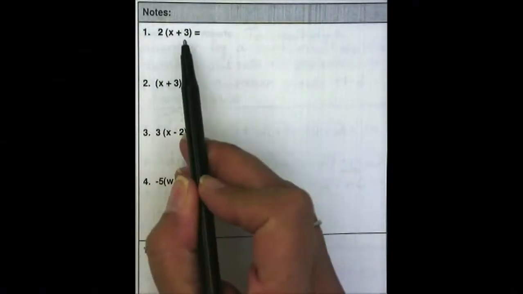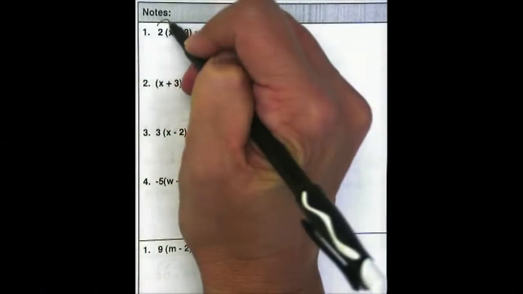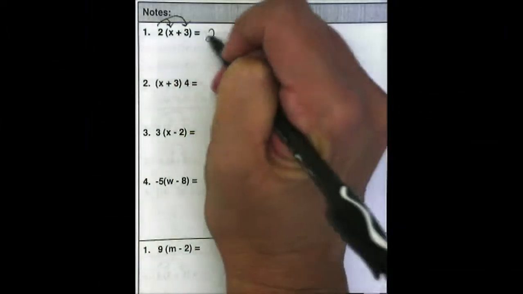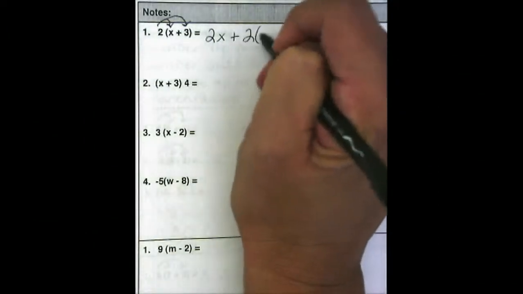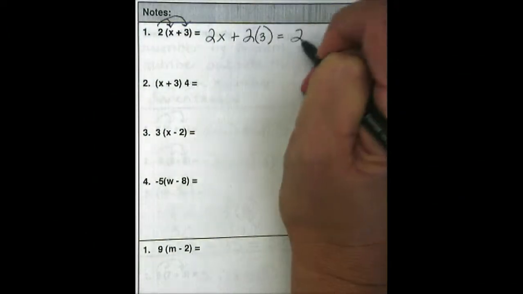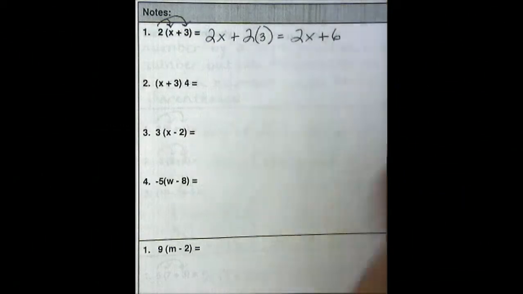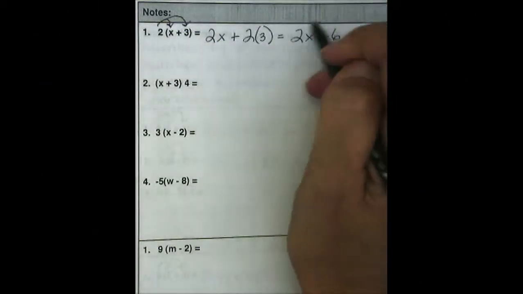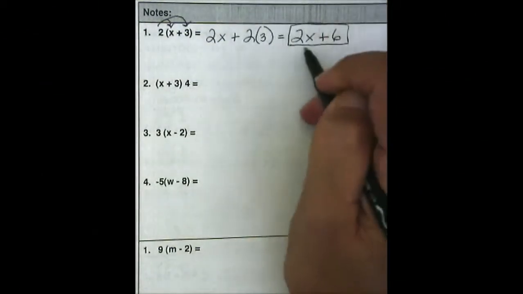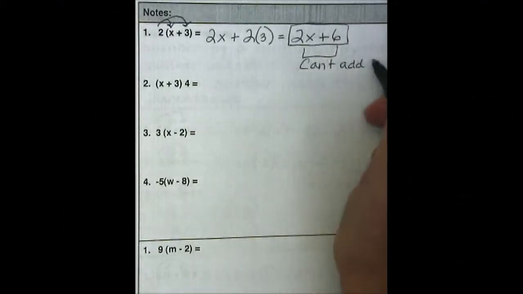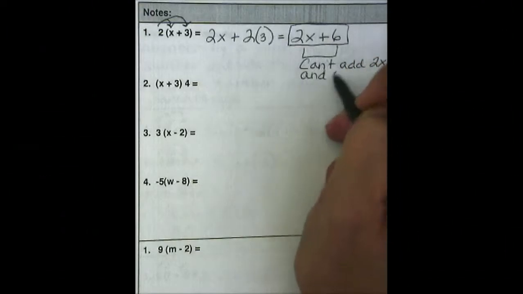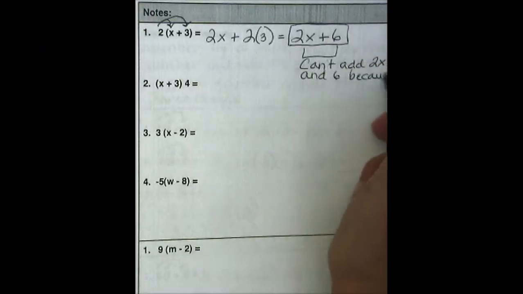We've got 2 times the sum of x plus 3. So we'll take the 2 times the x plus the 2 times the 3. So 2 times x is 2x plus 2 times 3. So we get 2x plus 6. And 2x plus 6 is our answer. We cannot add these two. Can't add 2x and 6 because they aren't like terms.